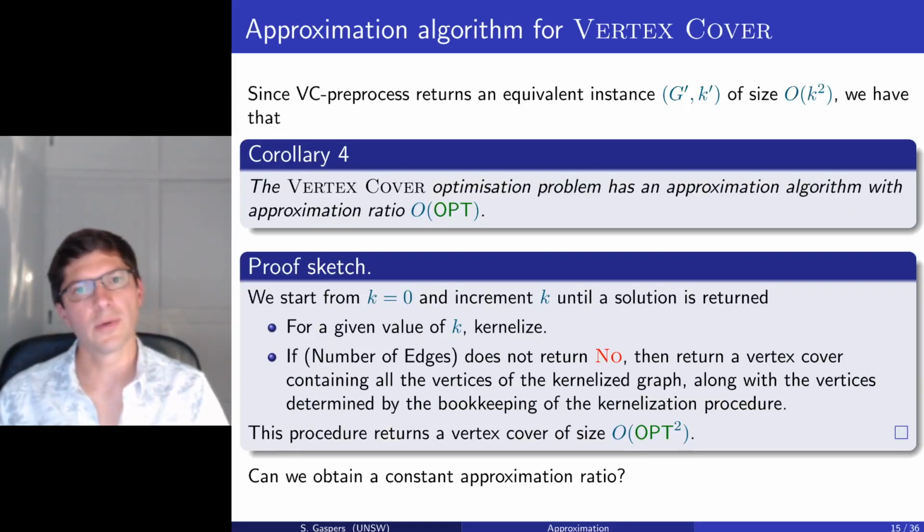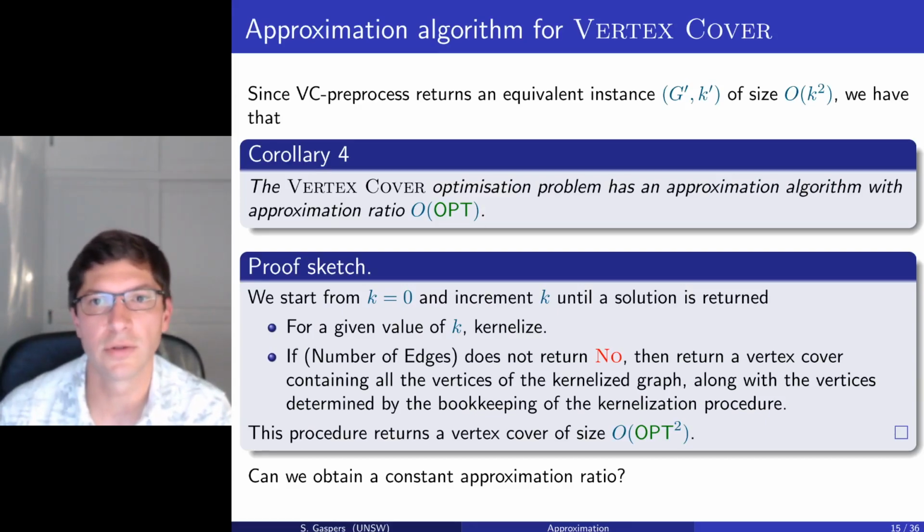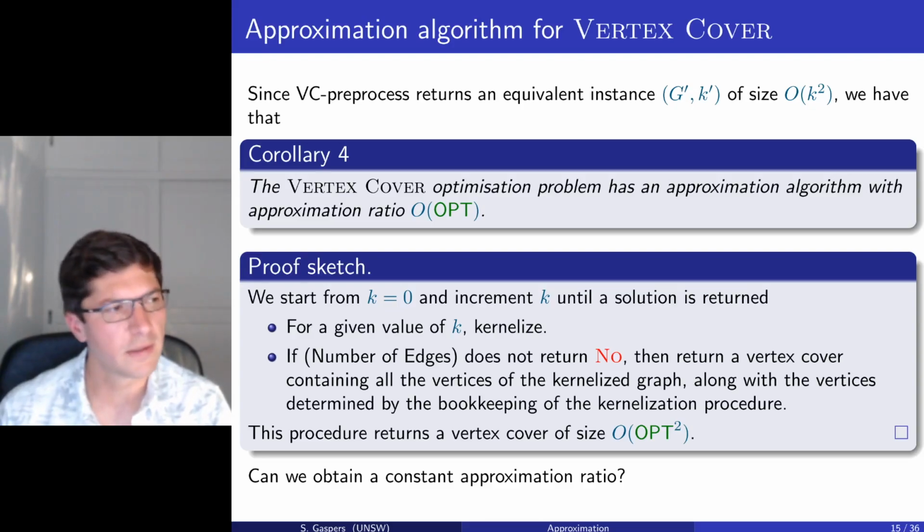Okay, so let's try and use this preprocessing algorithm to get an approximation algorithm for vertex cover. One thing that we notice is that the output of our preprocessing algorithm has size bounded by order k squared. And for any graph, there's always a trivial vertex cover, which is to put all the vertices of the graph into the vertex cover.